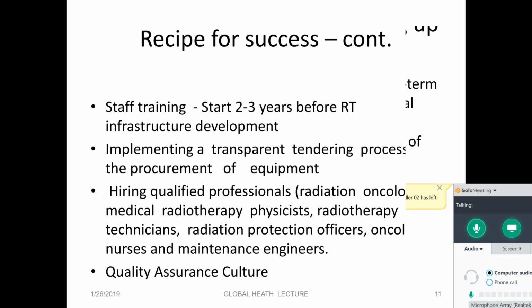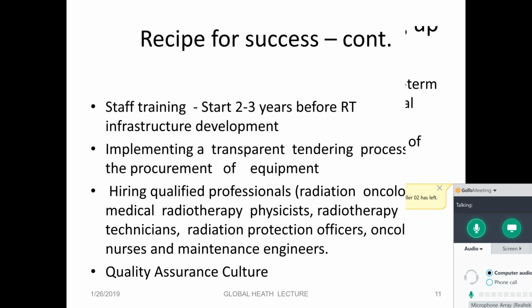But for low and middle income countries, political will and commitment are very important, because without those, very little gets done, and radiotherapy is not going to be one of the priorities. The next thing is one has got to have staff trained, and if you're just starting for the first time, training should start 2 or 3 years before radiotherapy infrastructure development.